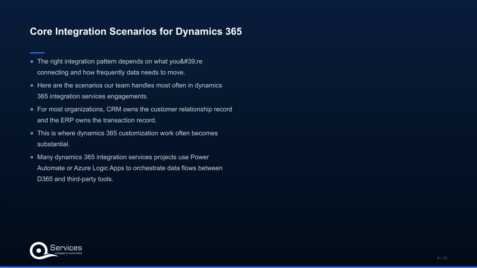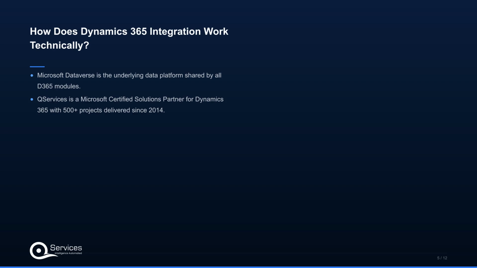Now, how does Dynamics 365 integration work technically? The technical architecture behind Dynamics 365 integration services has evolved significantly since Microsoft moved to Dataverse as the universal data layer across all D365 applications. Microsoft Dataverse is the underlying data platform shared by all D365 modules. When you integrate an external system with D365, you're writing to and reading from Dataverse tables via OData APIs, webhooks, or Azure Service Bus. This architecture has a direct practical implication.